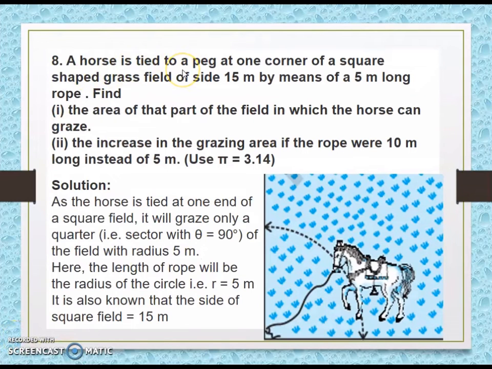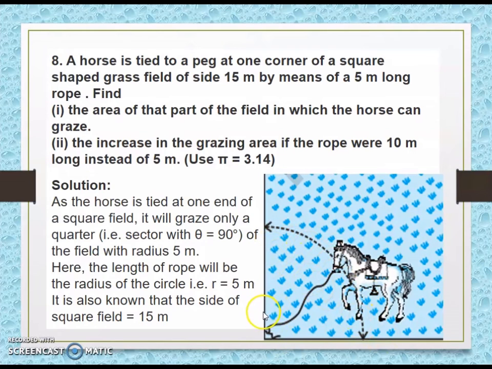A horse is tied to a peg at one corner of a square-shaped grass field of side 15 meter by means of a 5-meter long rope. The area of that part of the field which the horse can graze is what you have to find out. So it is tied at one corner like this. The rope's length is given. Now how much area can it cover with this rope? That will form a quadrant.